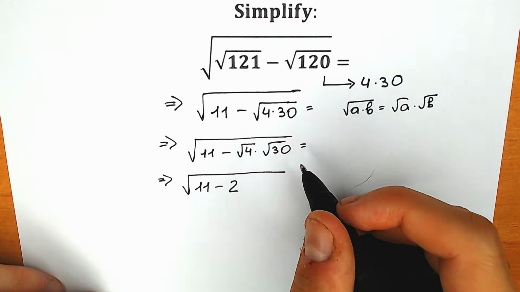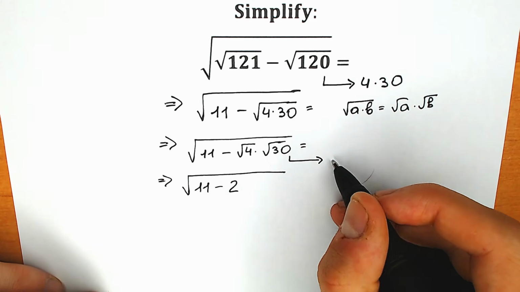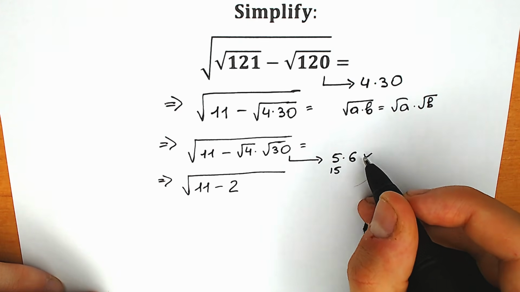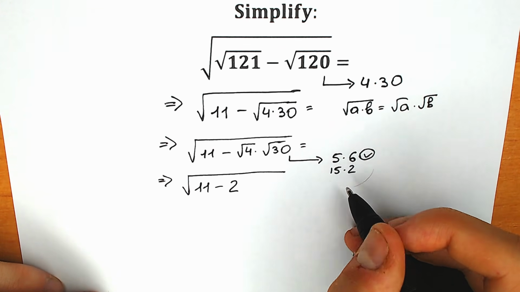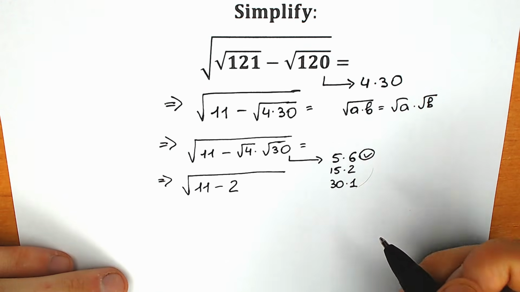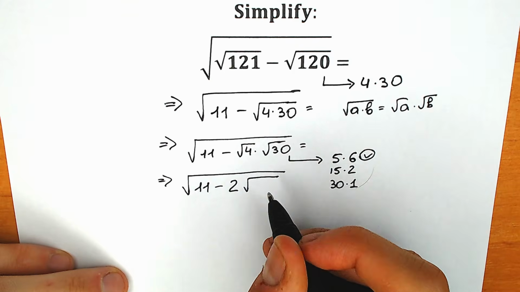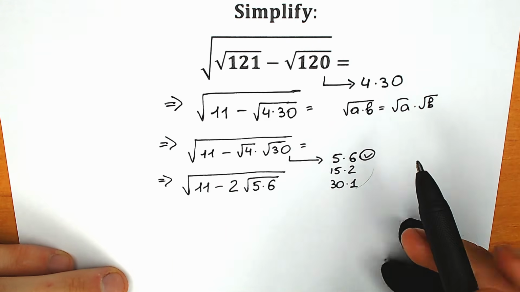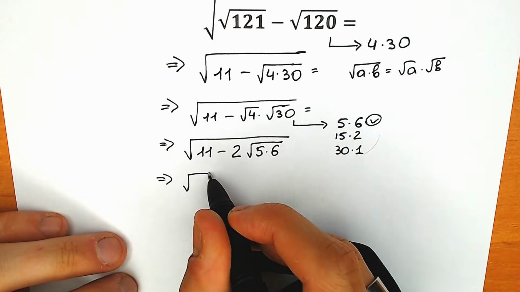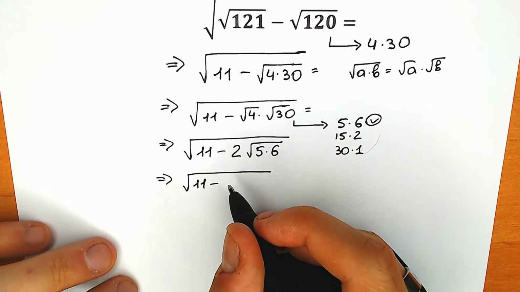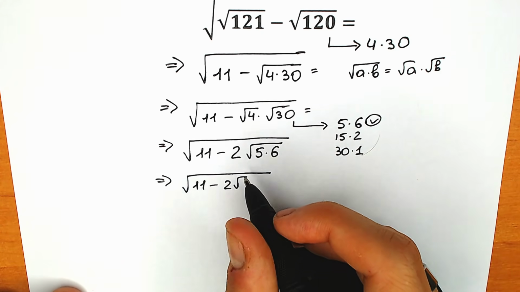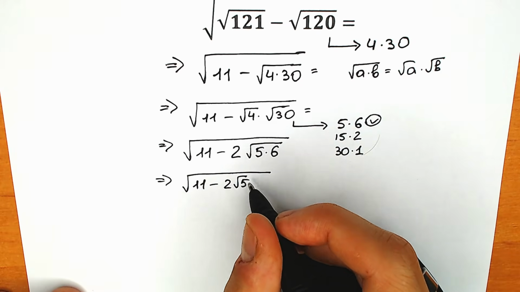Let's use, for example, 5 times 6. It's a great way. 15 times 2 is also great, but let's use this one. And a bad way to express it is 30 times 1, because it doesn't change anything for us. Yeah, let's use 5 times 6. So 2 times square root of 5 times 6, and let's split it according to this property. So square root of 11 minus 2 square root of 5 times square root of 6.